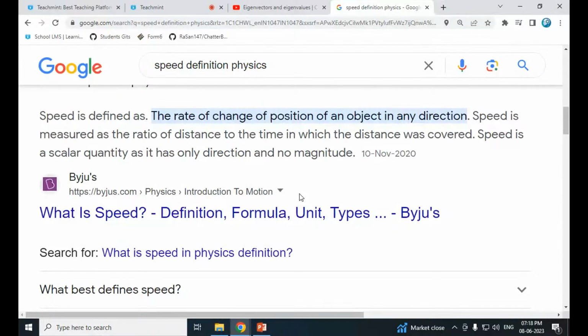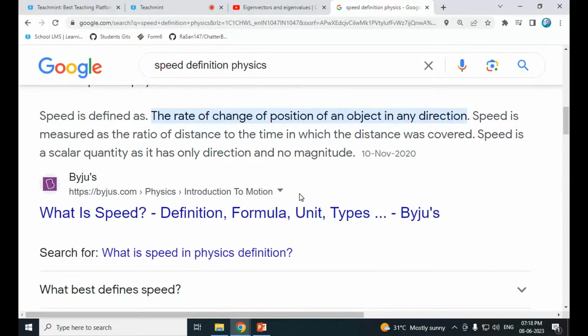Direction. So we have that as a term. Speed is measured as the ratio of distance covered and time. Speed is scalar, because it does not mention any specific direction. In any direction, speed is measured as the ratio of distance, so it can only be a scalar quantity because it is not mentioning the direction. Speed is a scalar quantity. Yes. Next, any other thing?